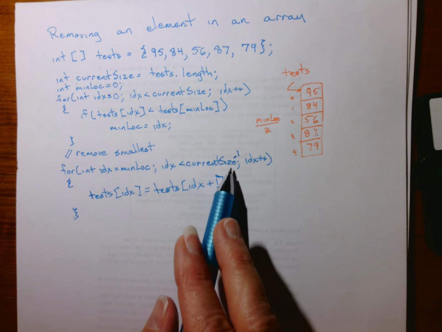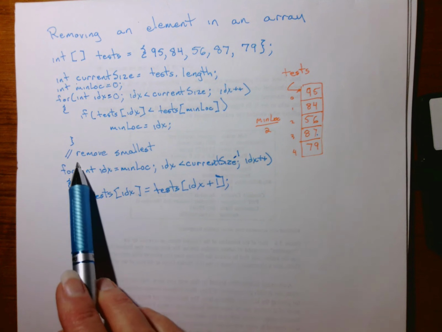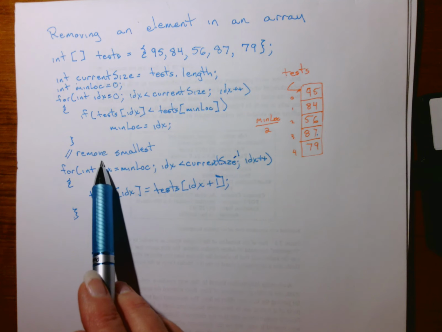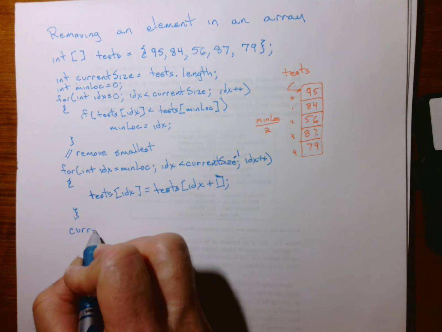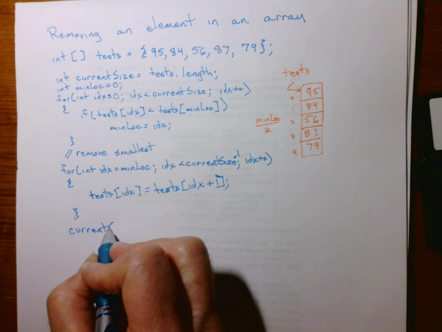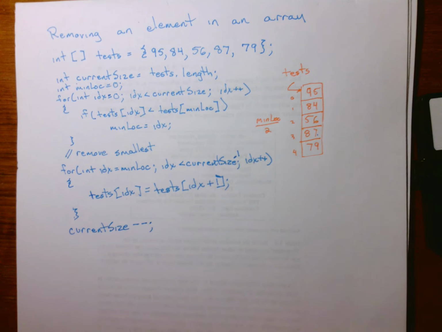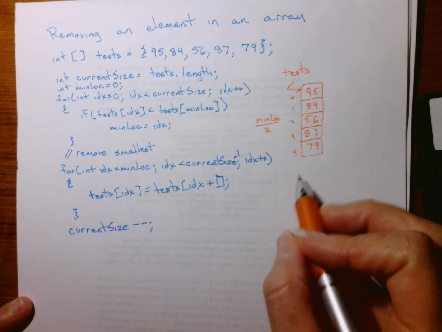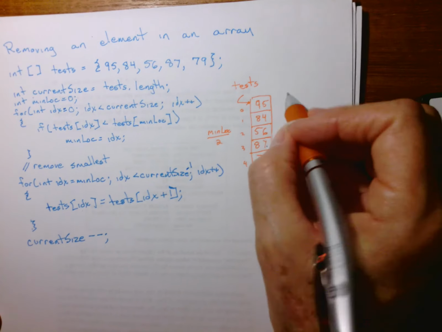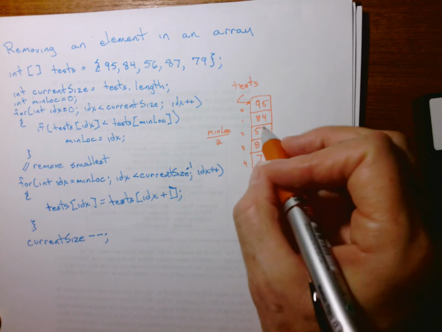I could also have resized current size. If I'm getting rid of an element, I also could have set current size minus minus before I encounter this loop. I chose to do it after the loop because after I move all of those elements, I'm going to subtract 1 from the size. So what's going to happen as a result of this second loop here, now that I've fixed my error, is that tests will now be equal to, I'll rewrite this.